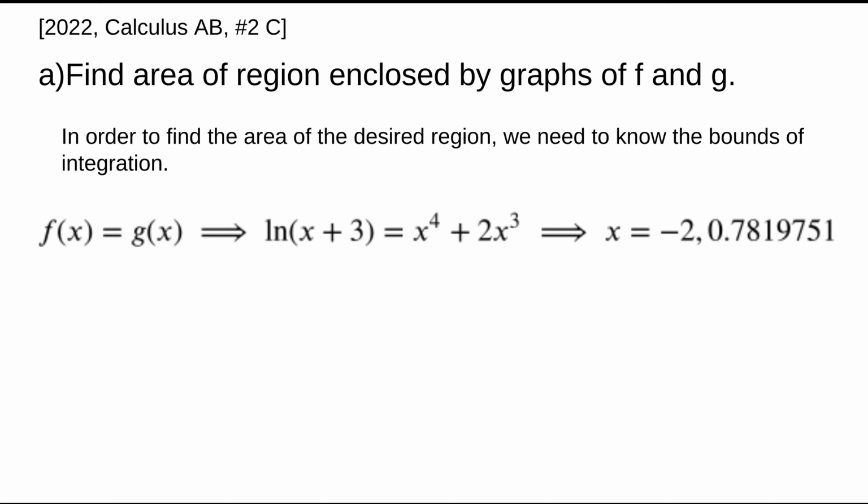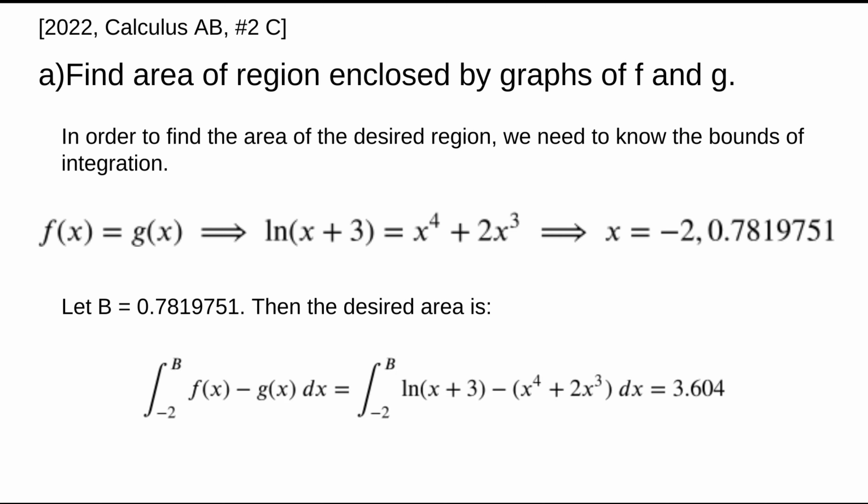So we're going to use this value, 0.7819751, and that will be our value of b, and we're going to use all the decimal places that we know. So the area of this region can be found using the definite integral from -2 to this value b of f of x minus g of x dx. And again, because this is a calculator active question, we can let our calculator do this calculus for us. And it turns out that that area is about 3.604.